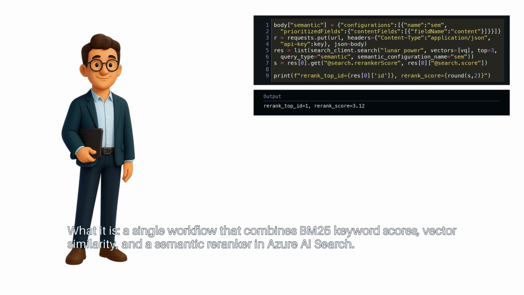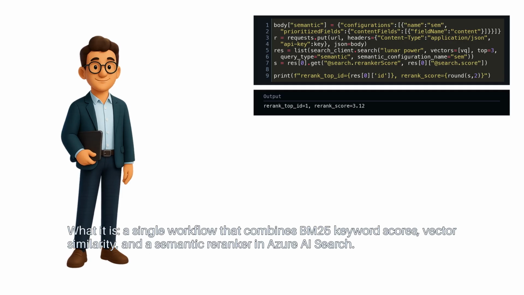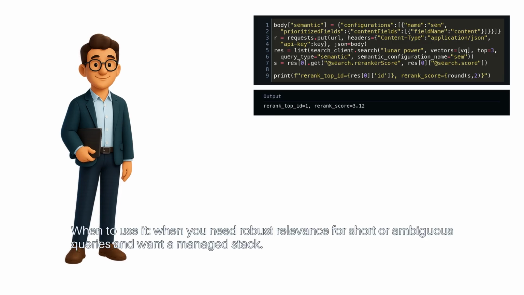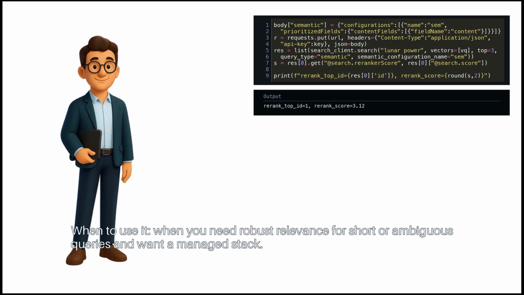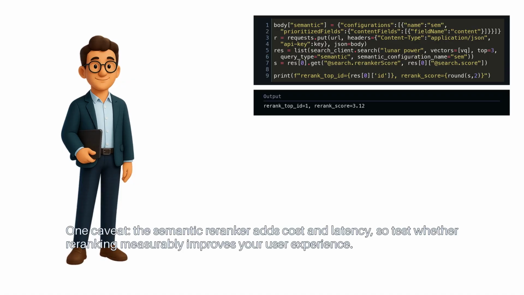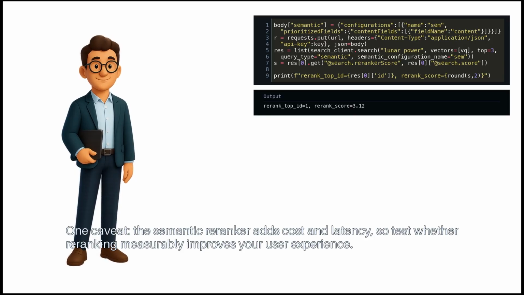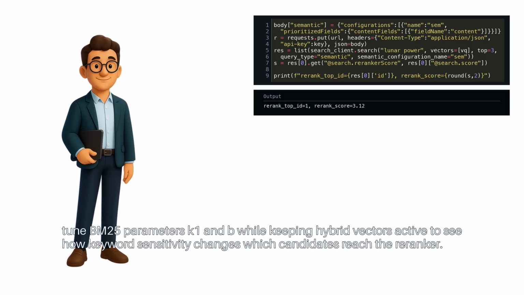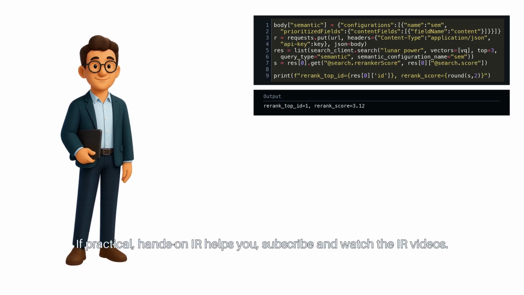Recap what it is: a single workflow that combines BM25 keyword scores, vector similarity, and a semantic re-ranker in Azure AI Search. When to use it: when you need robust relevance for short or ambiguous queries and want a managed stack. One caveat: the semantic re-ranker adds cost and latency, so test whether re-ranking measurably improves your user experience. Next step: tune BM25 parameters K1 and B while keeping hybrid vectors active to see how keyword sensitivity changes which candidates reach the re-ranker.